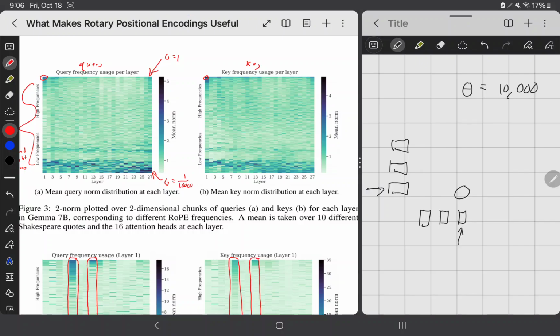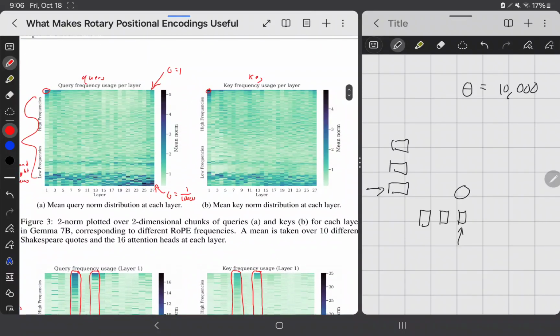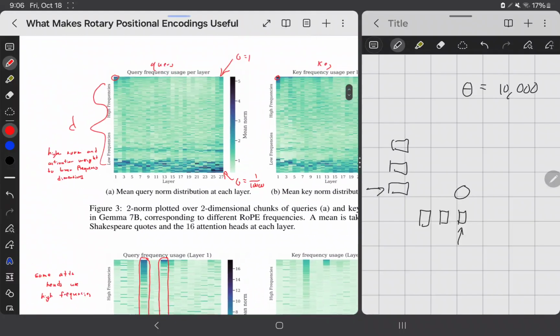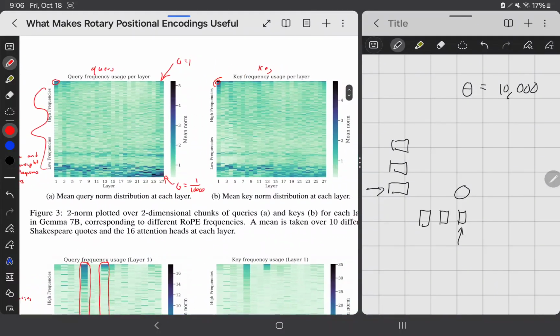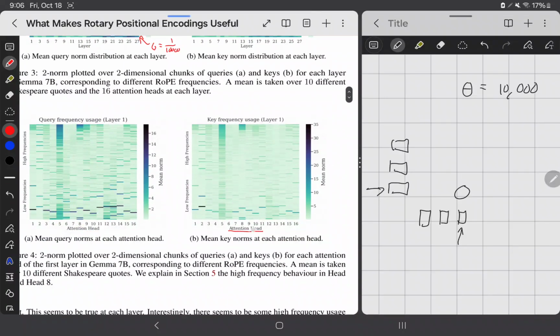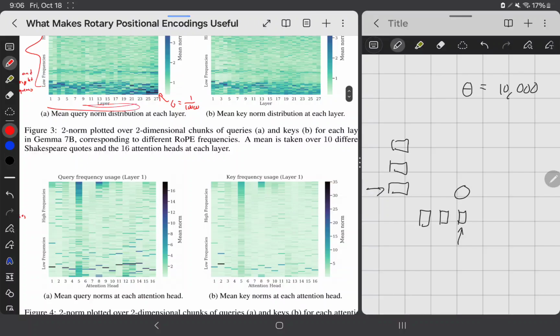So the values down here are used much more than the values up here for both the queries and the keys. But they show that in some cases, these high frequencies are used. Even though the low frequencies are usually mostly used, there are some attention heads where this is not true. So this is just looking at the individual heads instead of looking at the individual layers.